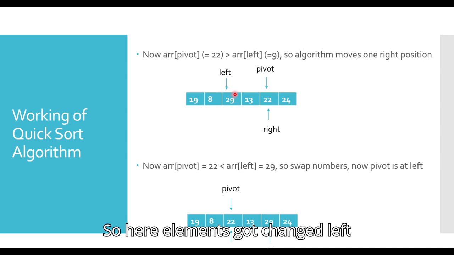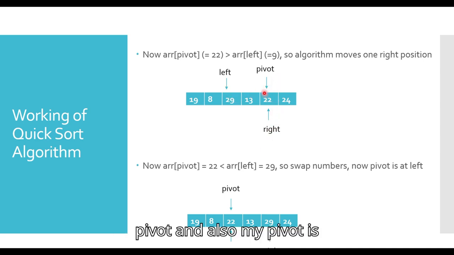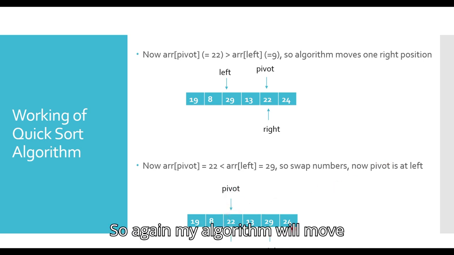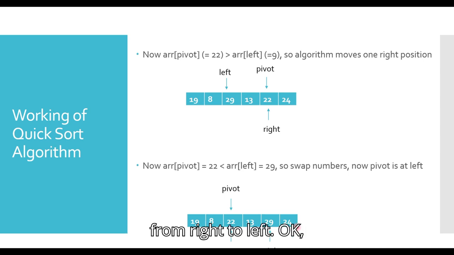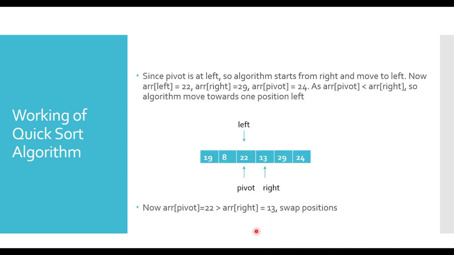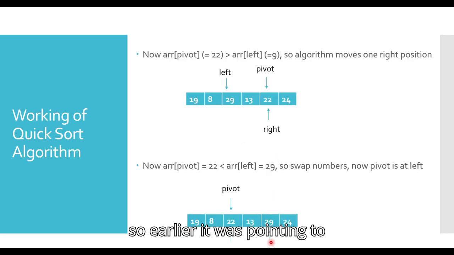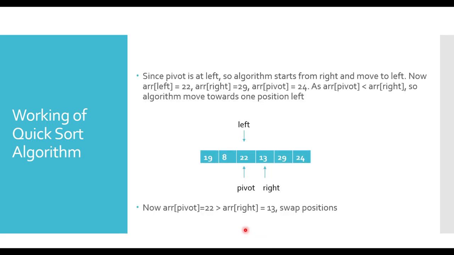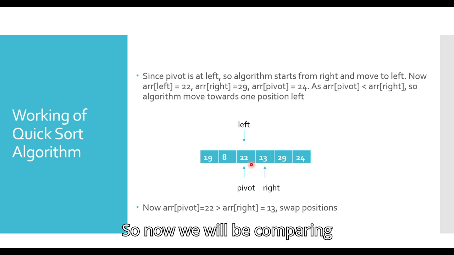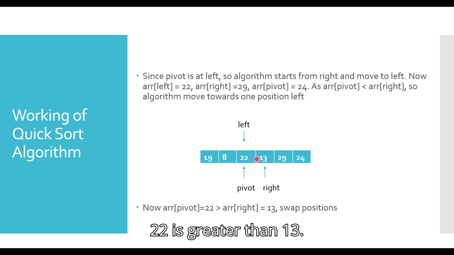So here the elements got changed, left pivot, and my pivot is now pointing to the third index, that is 22. So now the pivot is on the left side, so again my algorithm will move from right to left. Earlier it was pointing to 29, so now it moves one position ahead, to 13. So now we will be comparing: 22 is greater than 13.